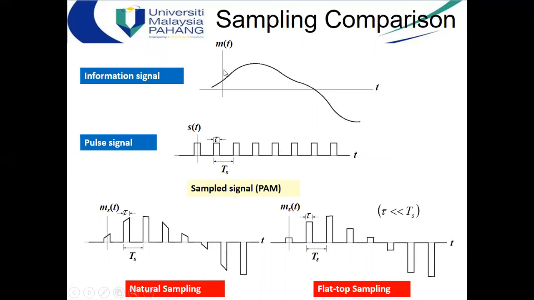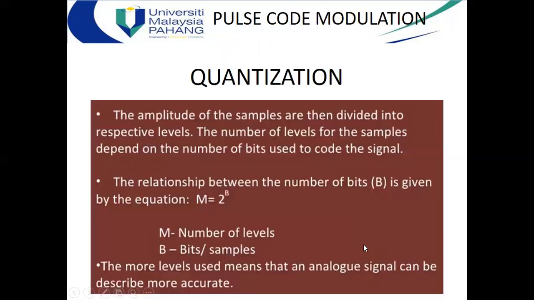So when you are taking the amplitude level of the signal as it is according to the original signal, this is natural sampling. Whereas for the same frequency, when we are cutting off the top, making it flat, this is flat top sampling. Okay. To do PCM, pulse code modulation, usually we can't use natural sampling, we use flat top sampling.